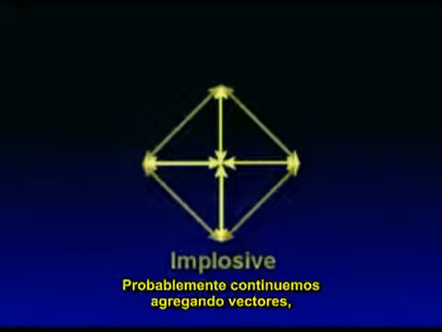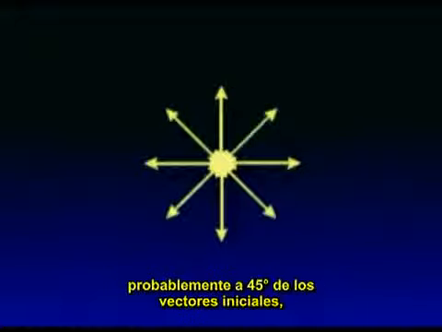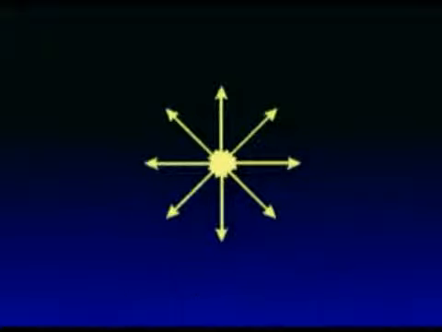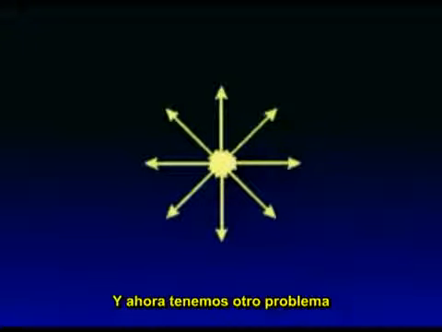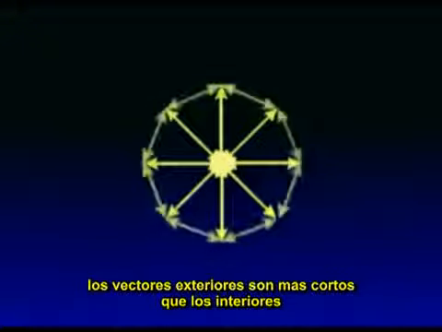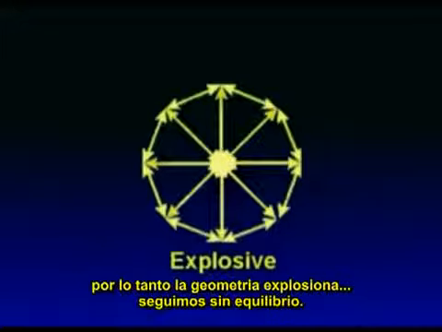You probably continue to add vectors, and you would probably put them at 45 degrees from the initial one. And now you have another problem. That is, the edge vectors are shorter than the vectors to the center. Now the geometry explodes, is still no equilibrium.